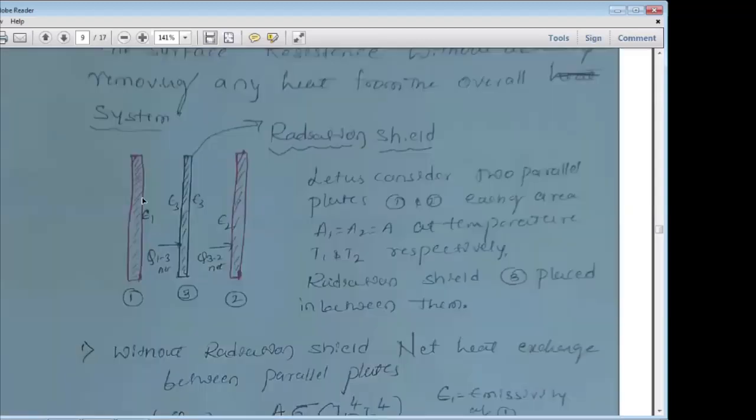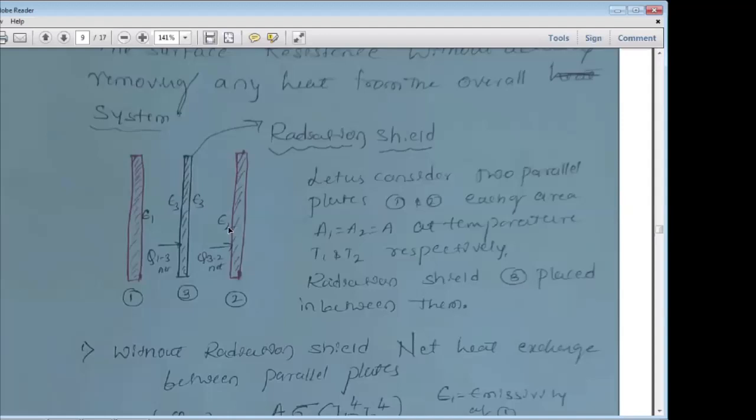Radiation takes place from plate 1 to 2, but we need to reduce the heat transfer between plate 1 and 2. For that purpose, we need to insert a radiation shield. Epsilon 1 and epsilon 2 are the surface emissivities of plate 1 and plate 2.